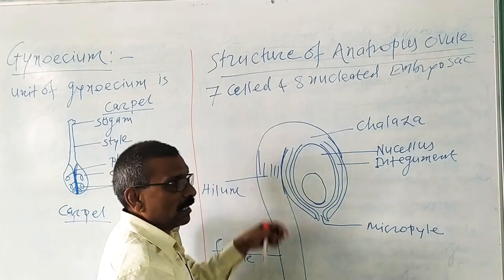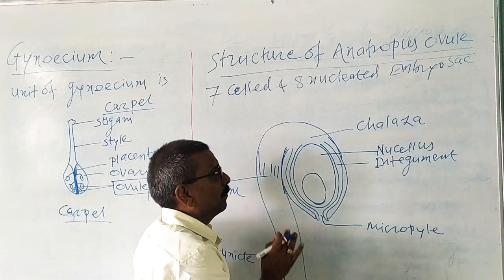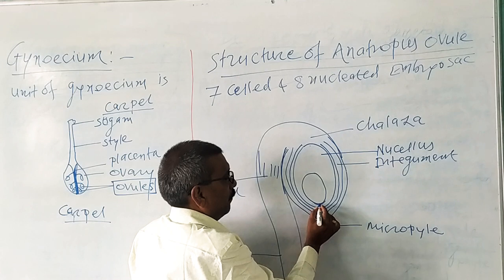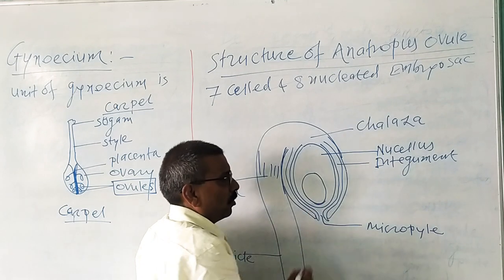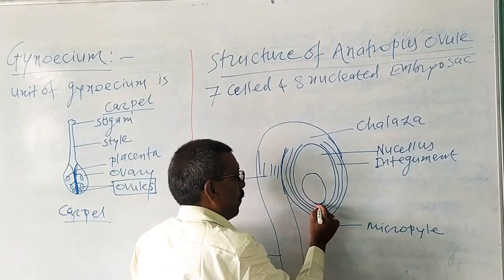Now, which are the 7 cells and 8 nuclei? This we are going to study. This one is known as a large cell. It is the embryo sac or female gametophyte. Now, this embryo sac consists of a group of 3 cells toward the micropylar end.